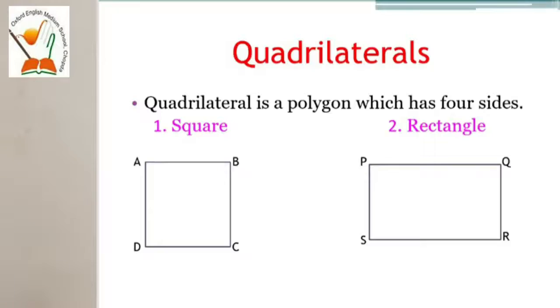Now let us learn about quadrilaterals in detail. A polygon having 4 sides is called a quadrilateral. Square is a quadrilateral. Square has all 4 sides equal. Angles are of 90 degrees. Every angle of a square is 90 degrees. Second one is the rectangle. In this rectangle, opposite sides are equal. And each angle of this rectangle is 90 degrees.